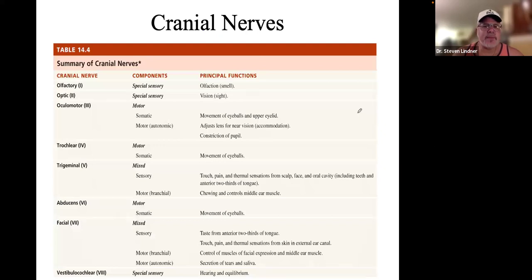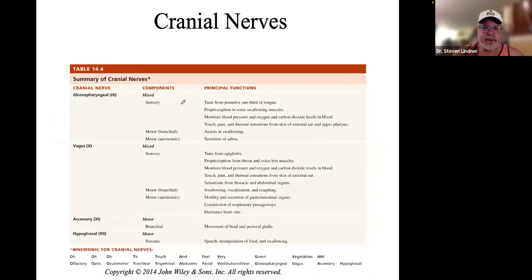So here's a little summary of those cranial nerves. You should know their Roman numeral, you should know their name, and their primary functions.